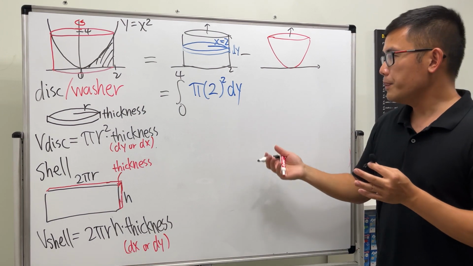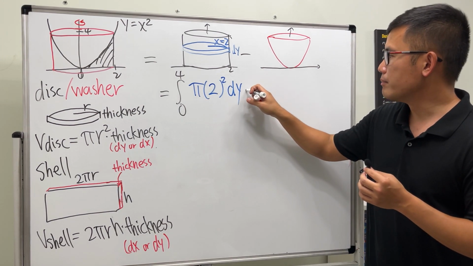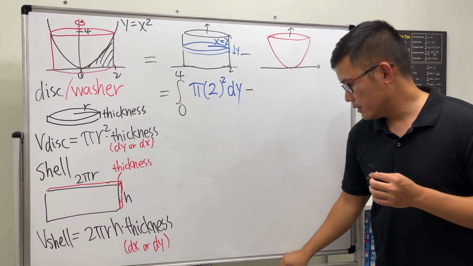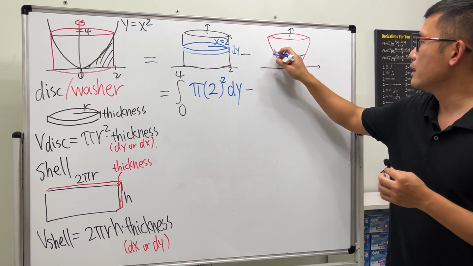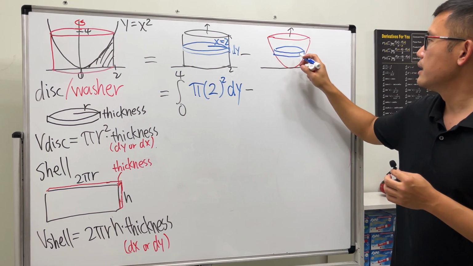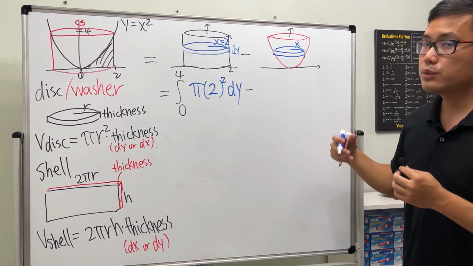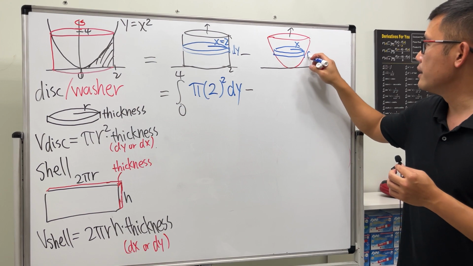Alright, so that will be it for that, and then we will just have to subtract. And for this volume, go ahead and do the same thing. Draw a disk like this. We need to know the radius, which is denoted by x, and then right here is dy.